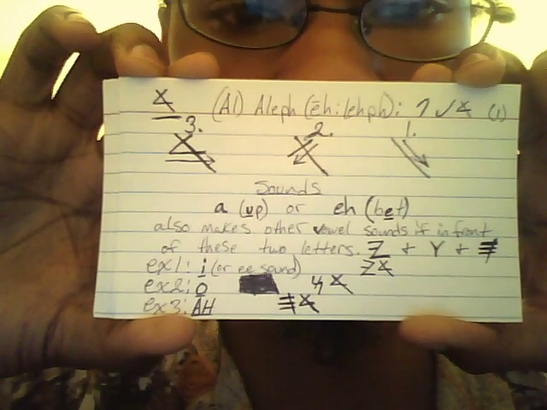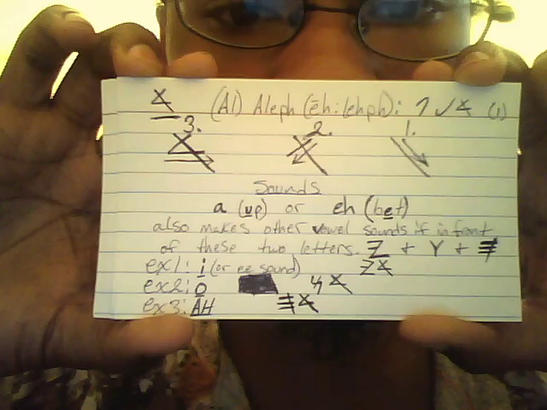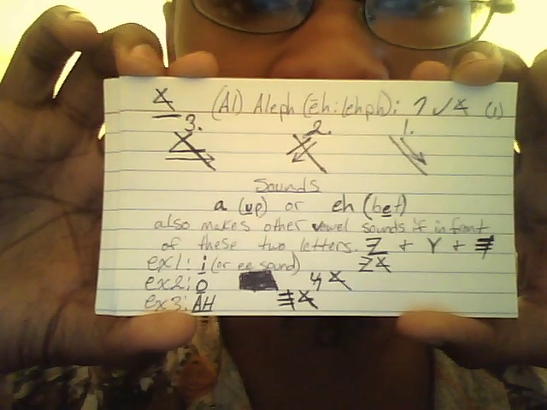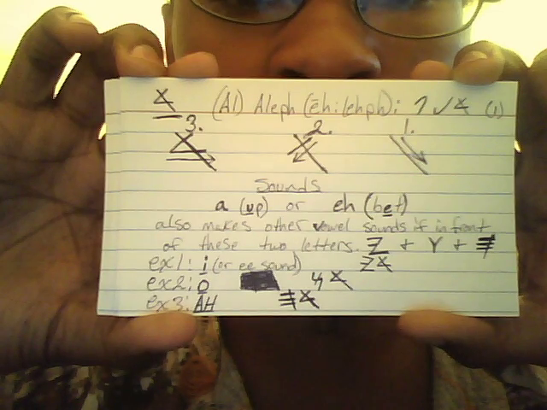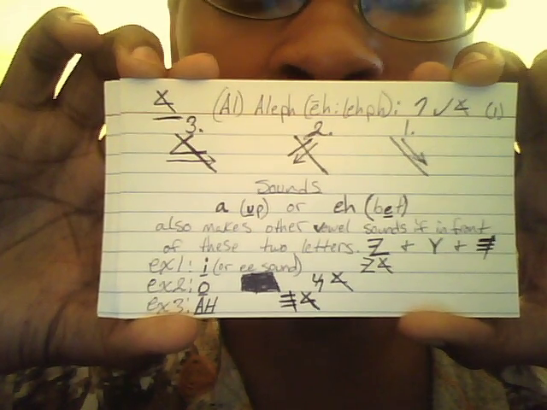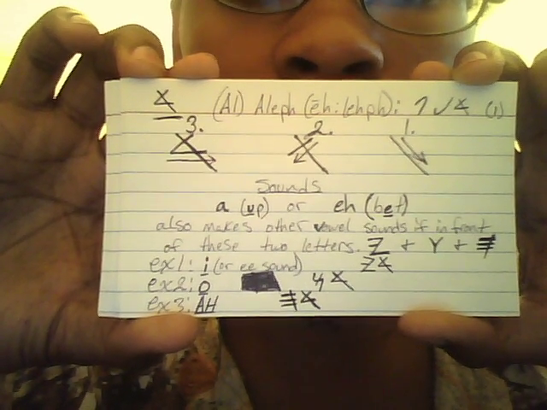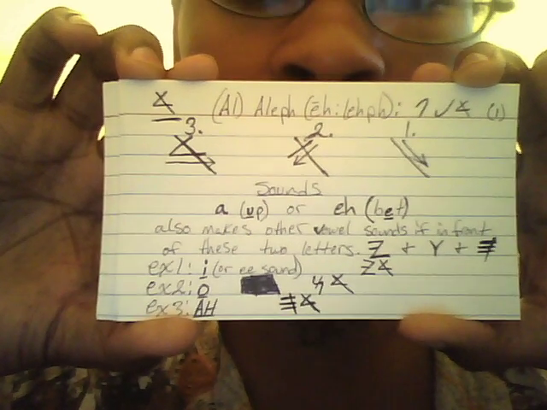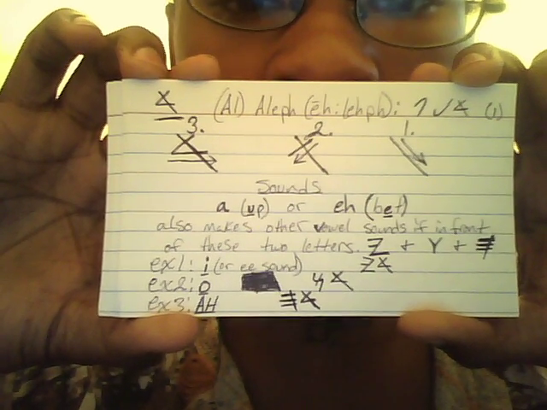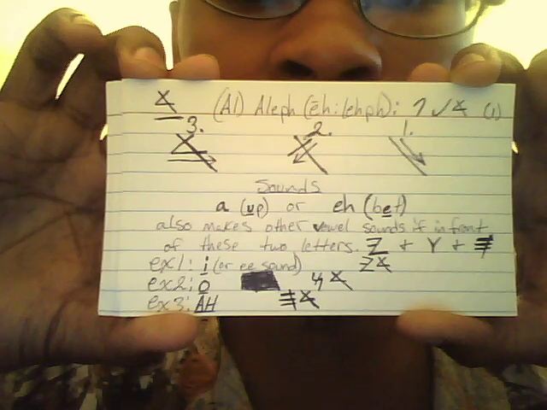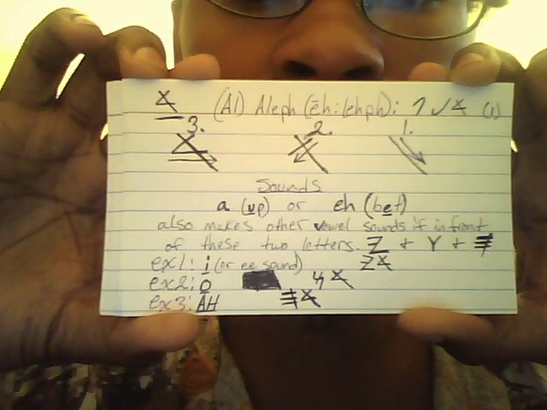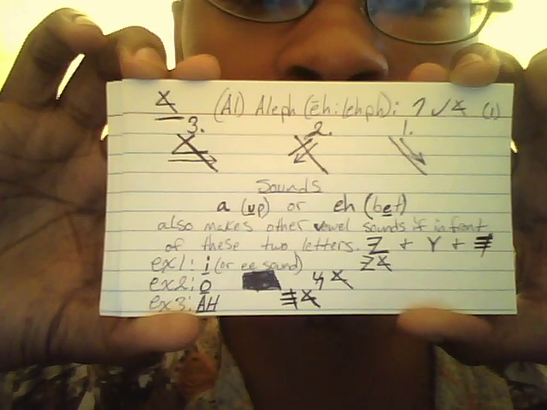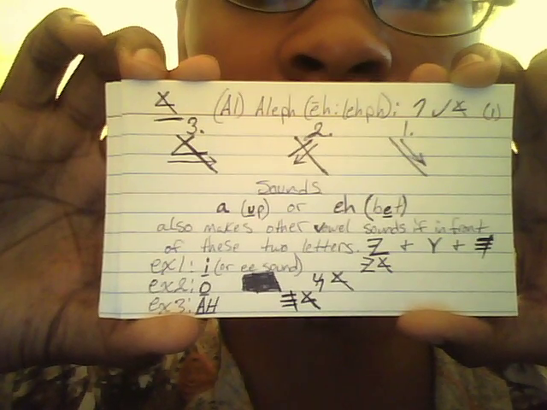I also have here that it also makes vowel sounds depending on which letters it's put with. These letters are primarily yad, waw, and he. When Aleph is with Yod, it makes E. When Aleph is with Waw, it makes O. And when Aleph is with He, it makes Ah.